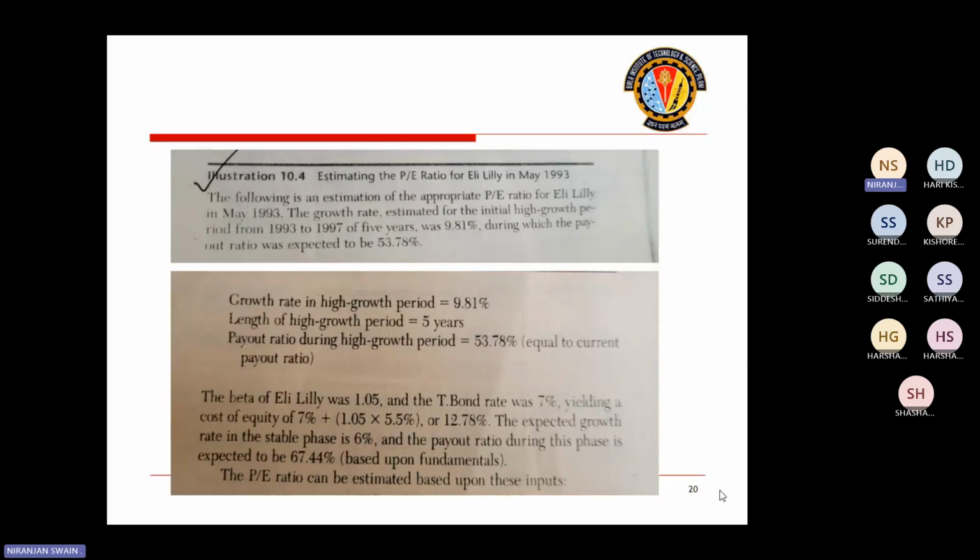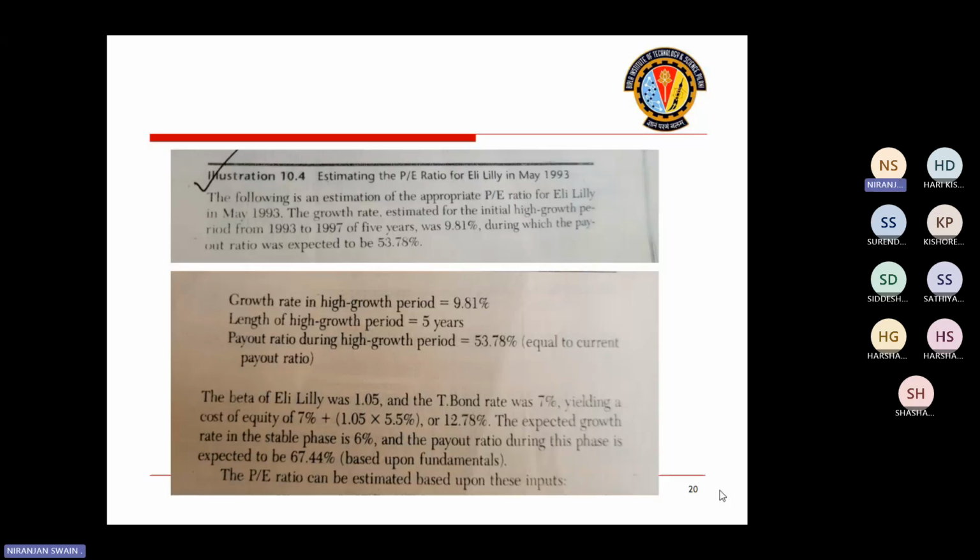This is slightly more detailed. The Eli Lilly, you know, this company, one Fortune 500 company. The following is the estimation of appropriate PE ratio for Eli Lilly. The growth rate estimated for the initial high growth period from 93 to 97, that is for 5 years, was 9.81. This is the growth rate during the high growth period, during which the payout ratio was expected to be 53.78.